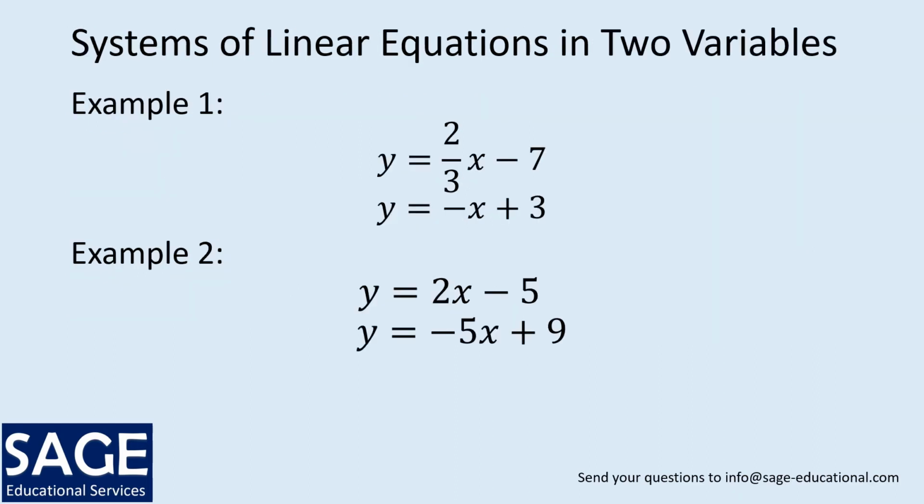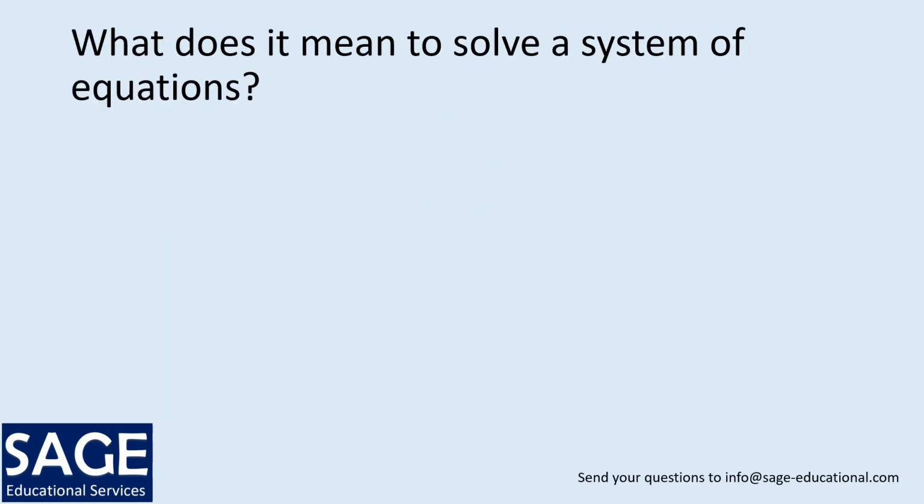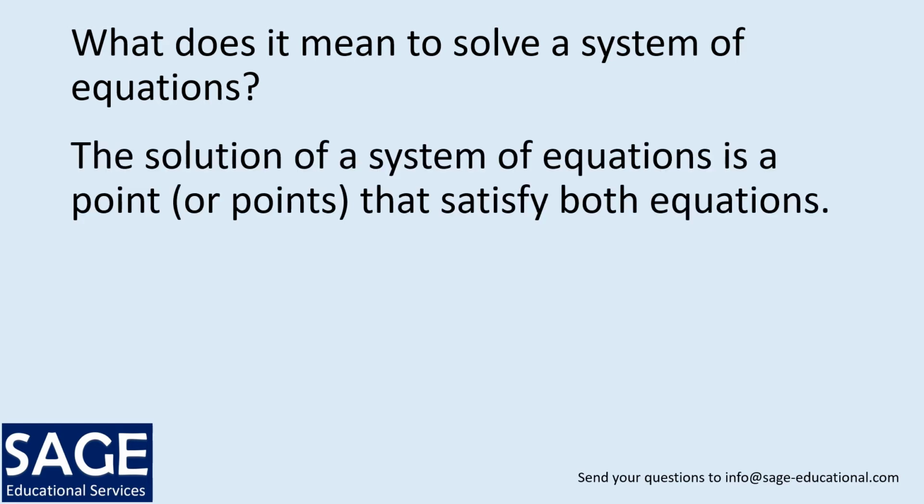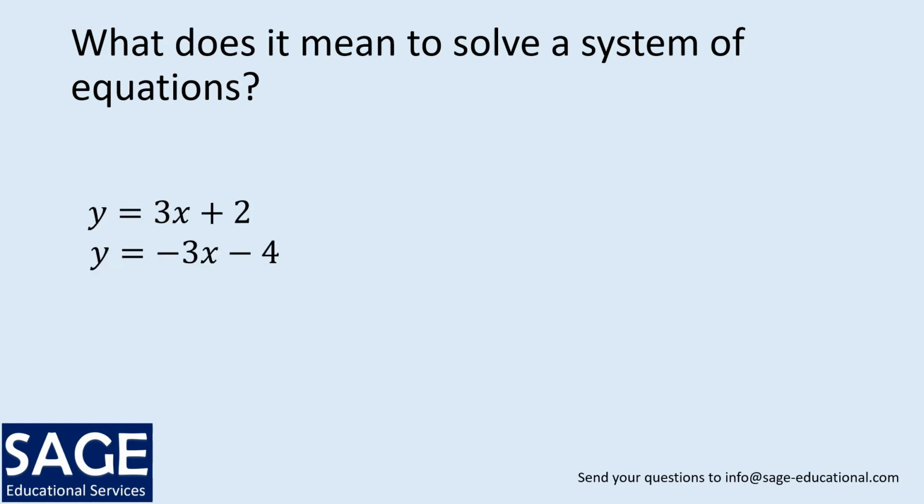Here's an example of what a system of linear equations in two variables looks like. So I have two equations in both the examples. Both of them are linear equations and both have only two variables. Now, what does it mean to solve a system of equations? It means to find a point or points that satisfy both equations. So the solution of a system of equations is a point or points that satisfy both equations.